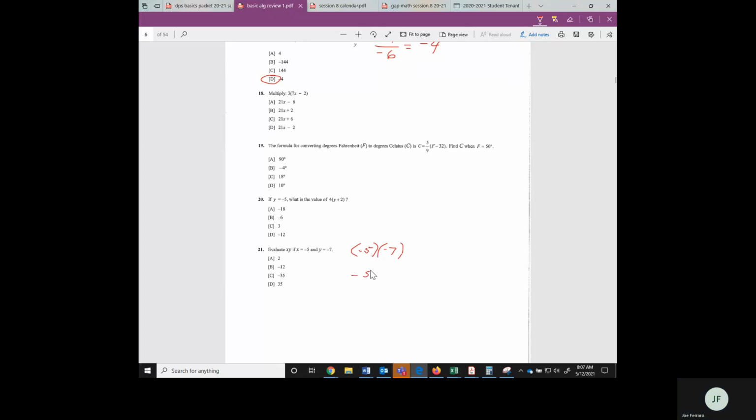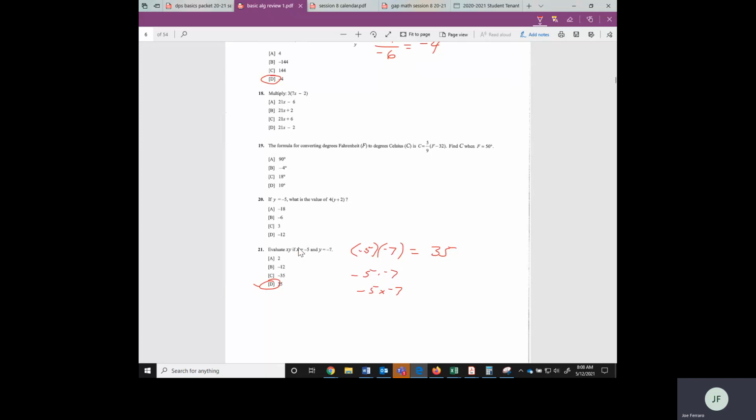Technically, you could write it with a dot, or you could write it with an X, but in algebra, if you're using an X for multiplication, it can be tricky because you might think it's the letter X. So generally, this is the way to write it. So what you need here is 5 times 7 is 35. Since they're both negative, the answer is positive.